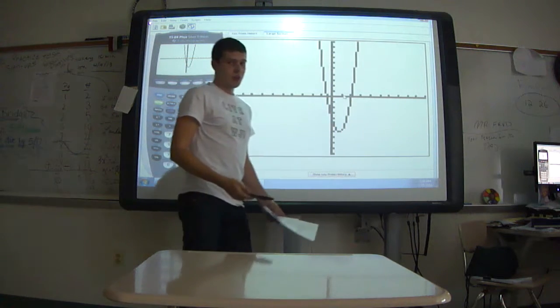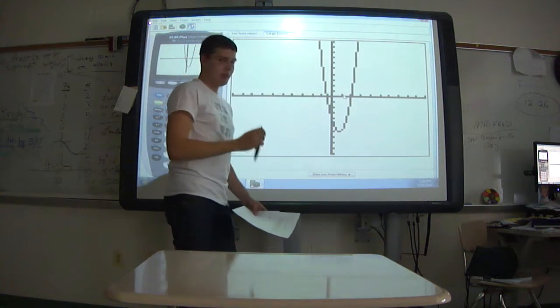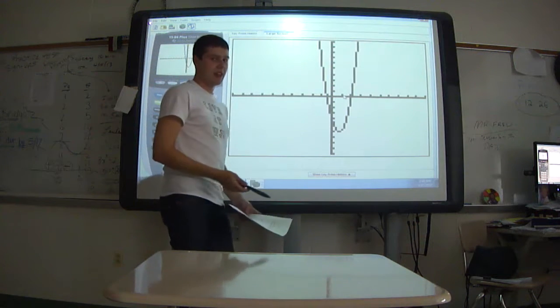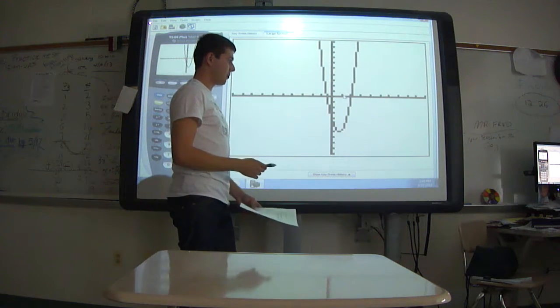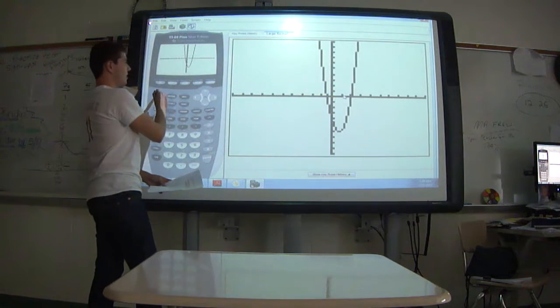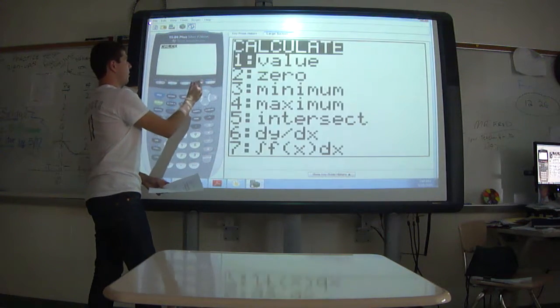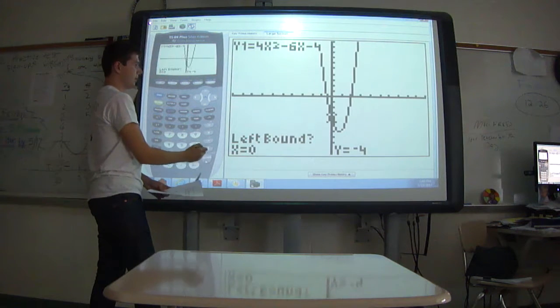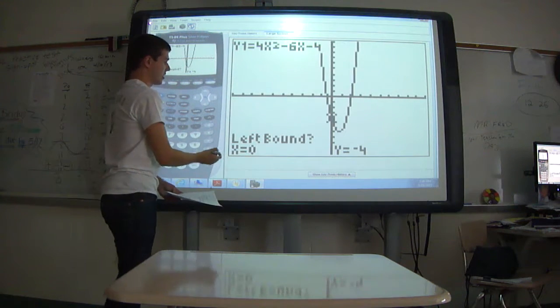Now you can do this in two ways to find what that value is that we'll be using as one of our integral limits. First thing that you can do is you can find the zero by using second calc and then zero. So now it's going to ask for left bound.